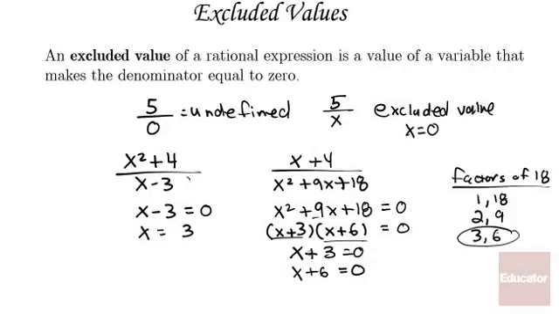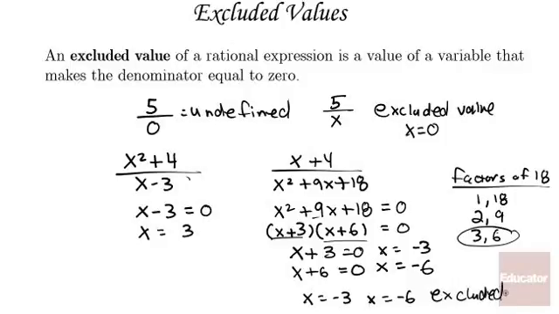When I solve for x, I get x equals -3. And when I solve x plus 6 equals 0, I'm going to get x equals -6. So my excluded values are x equals -3 and x equals -6. Those are excluded values.